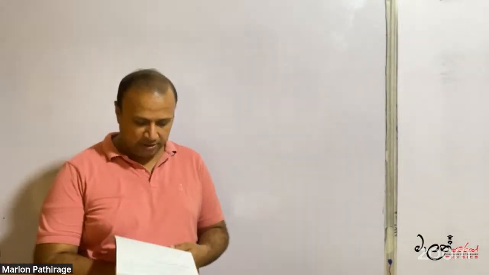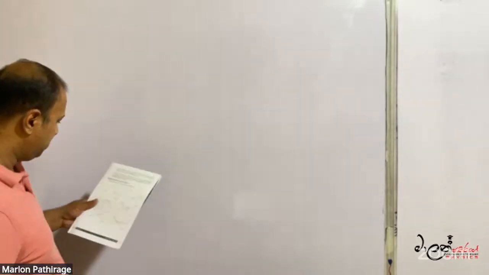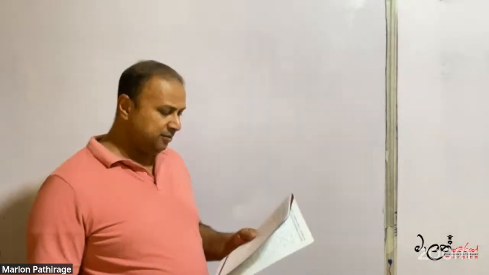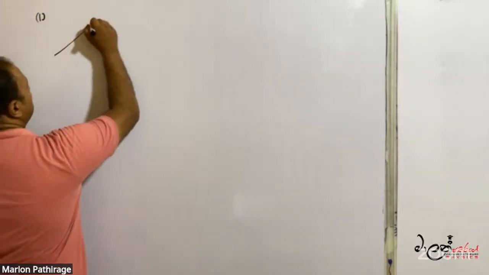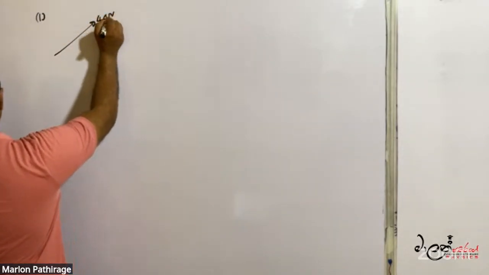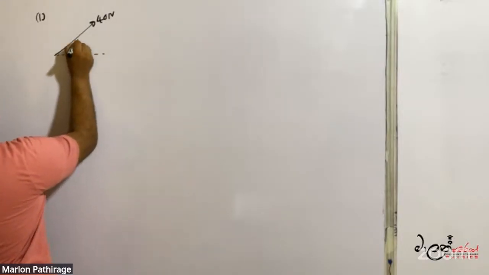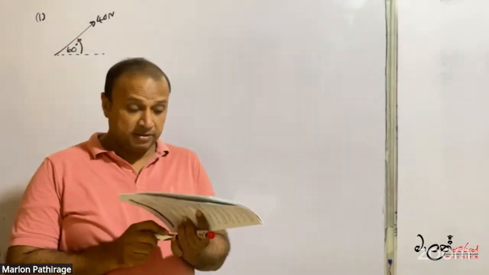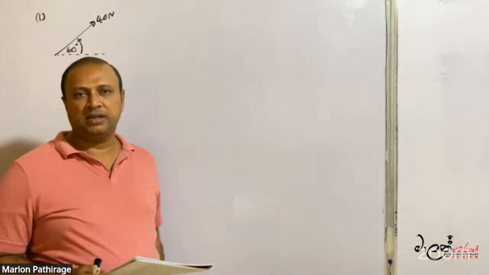Okay. Now we can start to discuss the questions. There are 7 questions. First question. First and second questions, actually there is only one vector. First question, 40 Newton force is exerted with a 60 degree angle with the horizontal there. So you have to resolve this one into x and y direction.